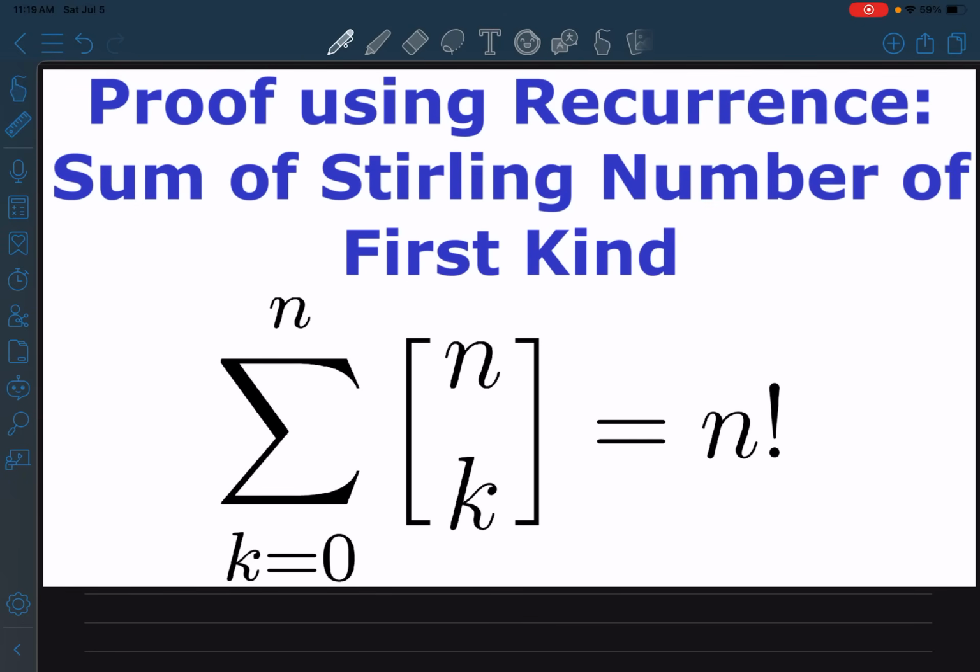Proof using recurrence relation. Sum of Stirling number of first kind. Okay, we have already made quite a few videos on Stirling number of second kind, so I thought now it's finally time to move into the first kind, right? It's not really as similar as you might expect. But yeah, it's also about counting some number of ways of permutation, something like that.